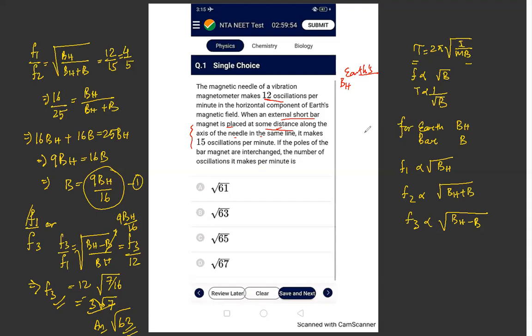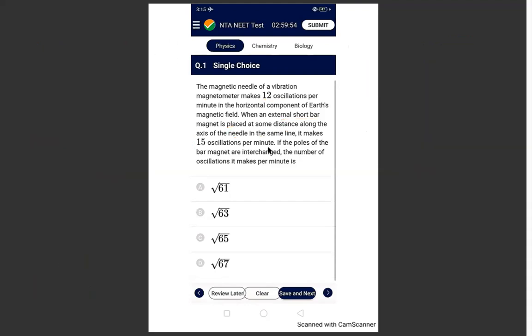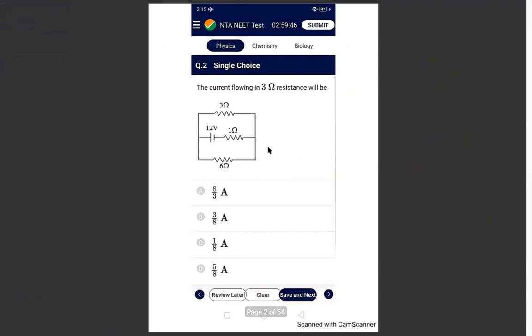Okay, let's move to the next question. Yes, this is really very easy. The current that is flowing in the 3 ohm resistance we have to find out.